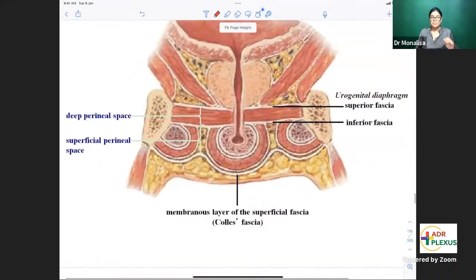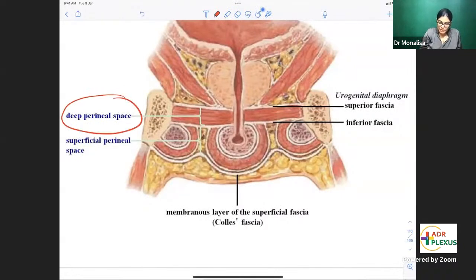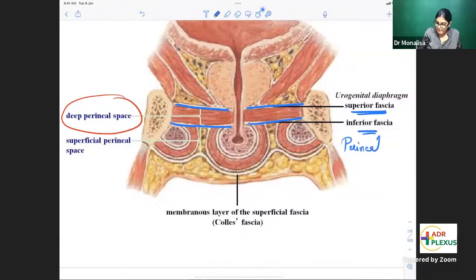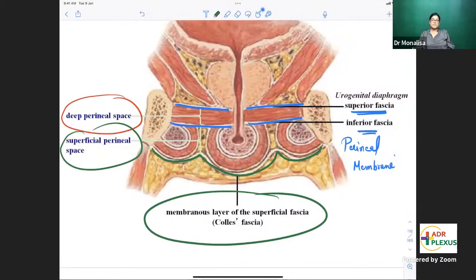So see this. This is an image with proper labeling, and we can see here, this is the deep perineal space. Its superior layer is formed by the urogenital diaphragm, superficial fascia. The inferior layer is formed by the inferior fascia, which is also called the perineal membrane. When I'm talking about the superficial perineal space, its inferior boundary is the membranous layer of the superficial fascia, that is called Colles fascia. That was wrongly labeled in the image. It is Colles fascia and it is not the obturator fascia.